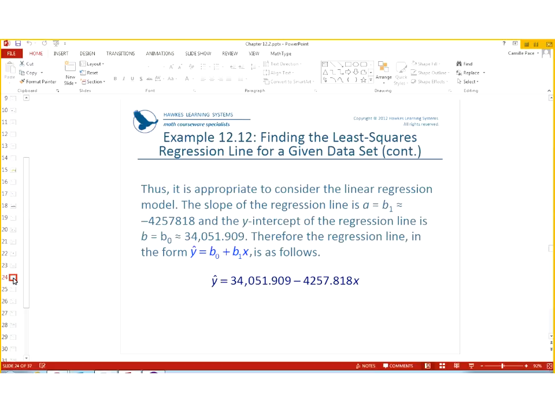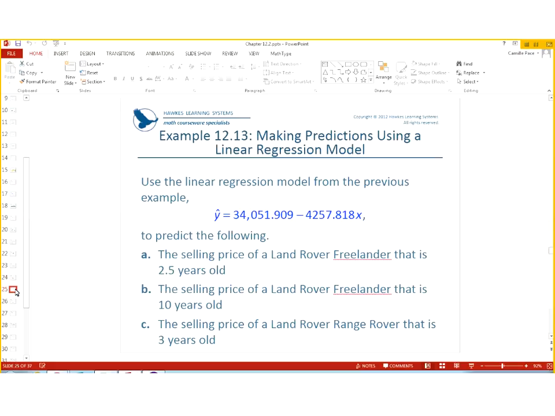We plug in a for the slope and b for the y-intercept, and this is what we get: y equals 34,051.909 minus 4,257.818x. So what can we do with it? We can make predictions. Let's see the selling price. A: the selling price of a Land Rover Freelander that is 2.5 years old. That's possible. B: the selling price of a Land Rover Freelander that is 10 years old. We can't do that because our data was only for 1 to 4 years. Ten years is outside of our range, so we cannot make a valid prediction using this model.